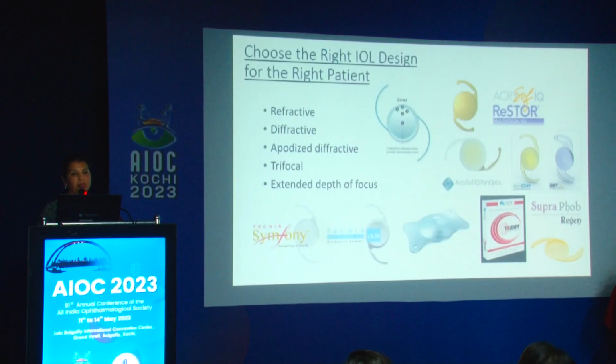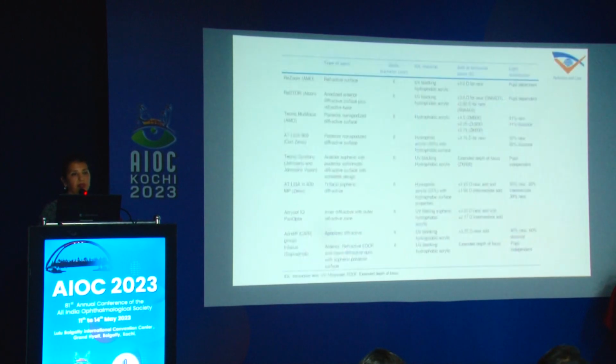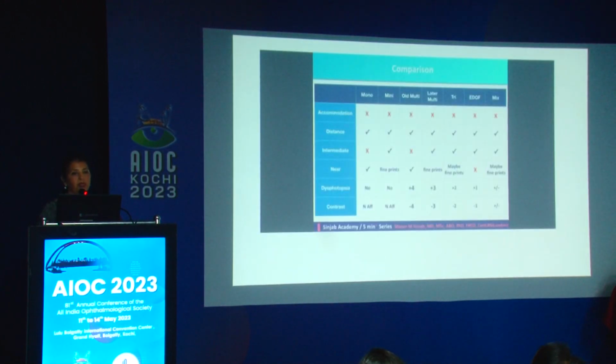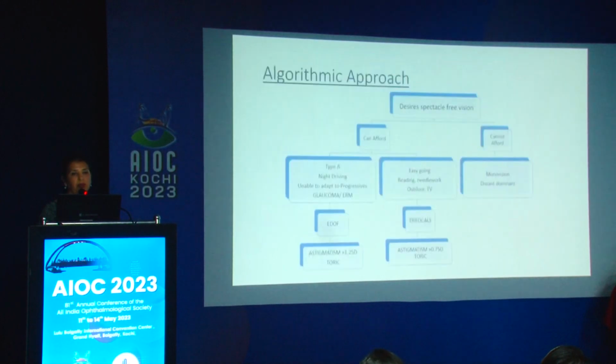So with so many designs available, the important thing is to choose the right IOL design for the right patient, because every lens does not suit every patient. You have to customize. It's good to counsel the patient, telling them that if you go for a monofocal, you're going to have distance vision but not near. If you go for this XYZ lens, this is what you can expect. You can make a little chart. Your counselor can give them a little diagram of what they'll be getting.